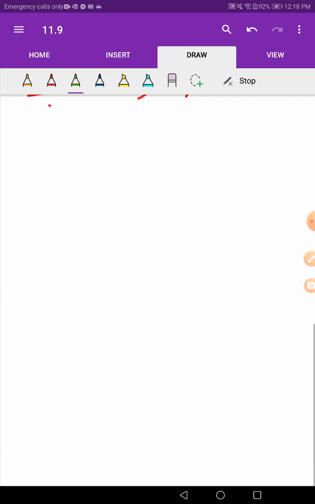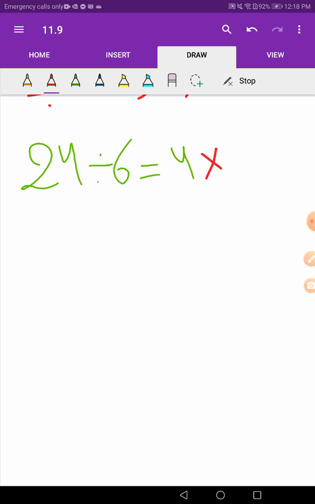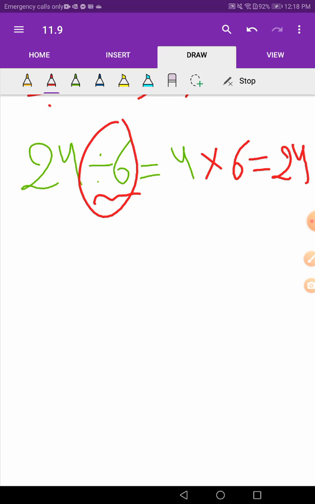For example, if we have the number 24, which was divided by 6, the answer is 4. To undo that and to get the 24 back, you need to multiply by the same number that you divided by. So we multiply again by 6. 4 times 6 is 24 again. So to undo division, you need to use multiplication.